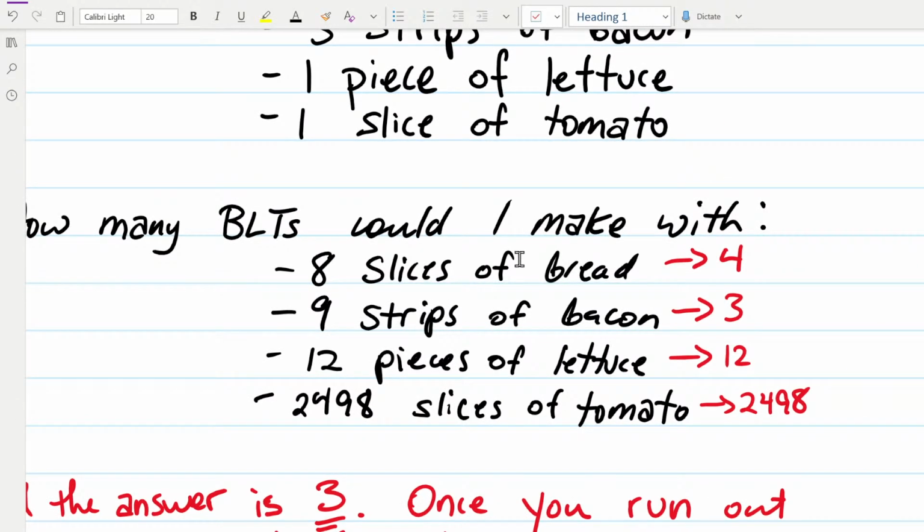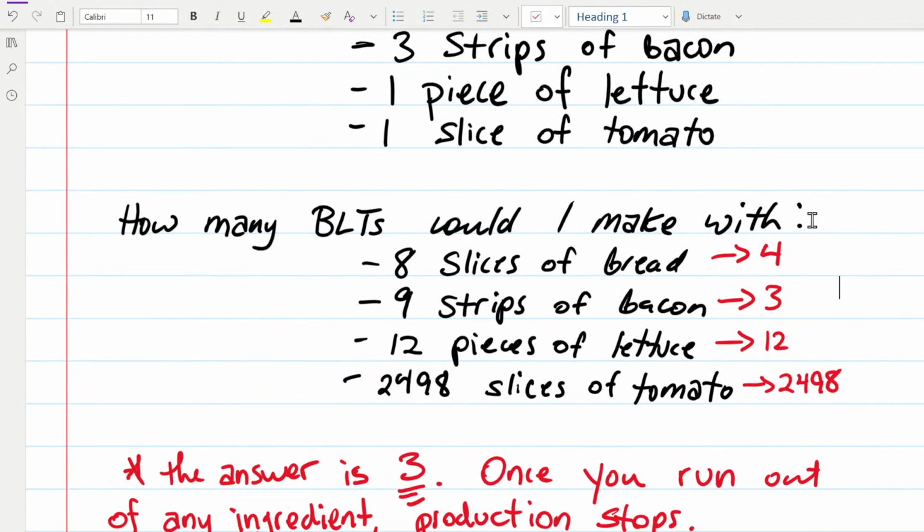Well, I can look at each ingredient and I can see, well, 8 slices of bread would make 4 sandwiches, whereas 9 strips of bacon could only make 3. 12 pieces of lettuce could make 12 sandwiches, and 2,498 slices of tomato could make 2,498 sandwiches. When push comes to shove, it's that 3 that limits me. When I've made my 3rd sandwich, I'm out of bacon. And at that point, I can't make any more BLT sandwiches.